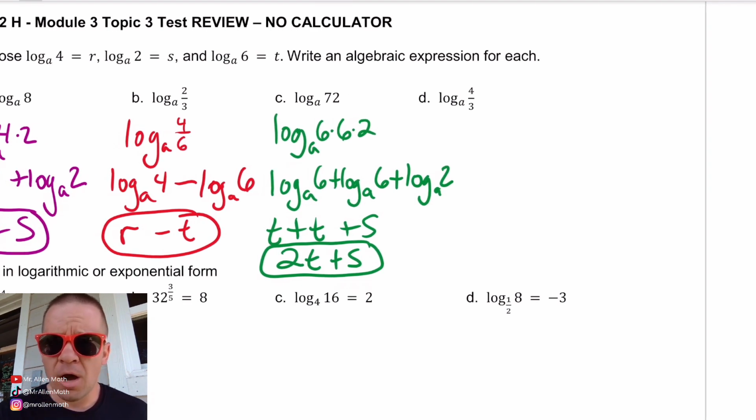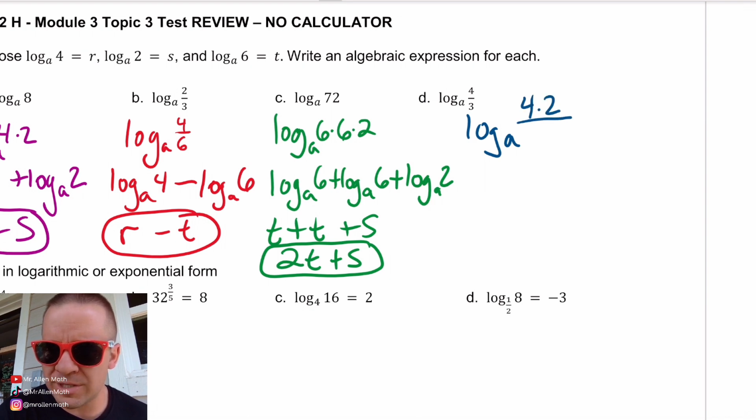Last one here. Oh man, we got fractions again. This time it's a little bit more scary. We got 4, but I don't have a 3, so I can't break that. I got an idea. Check this out. We could do 4 times 2, which is 8, over 6. 8 over 6 simplifies down to 4/3.